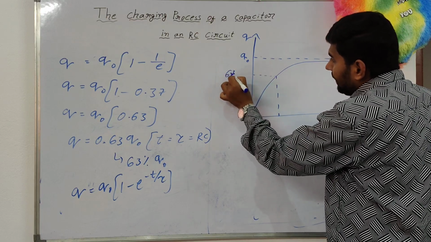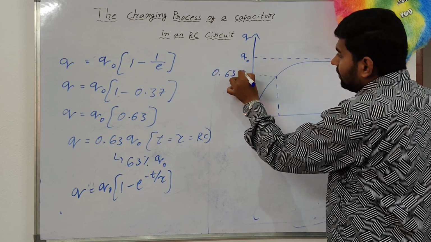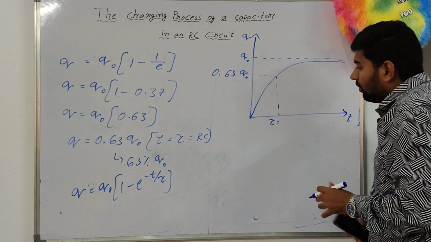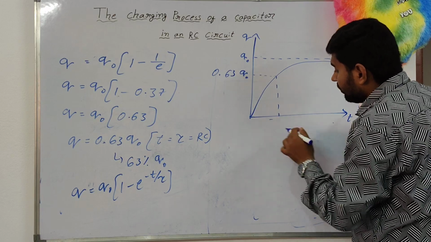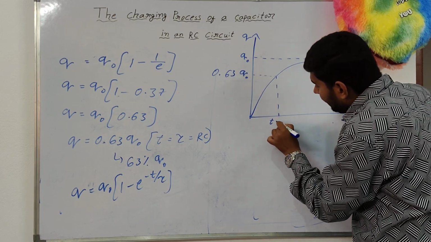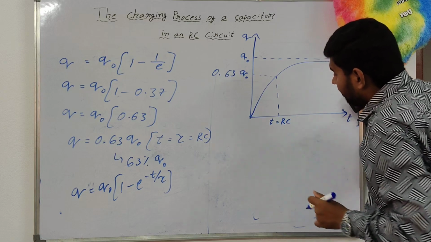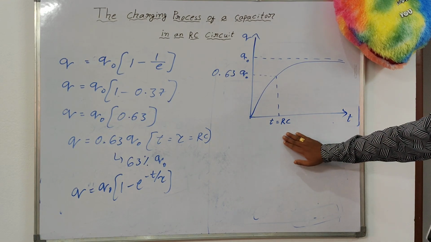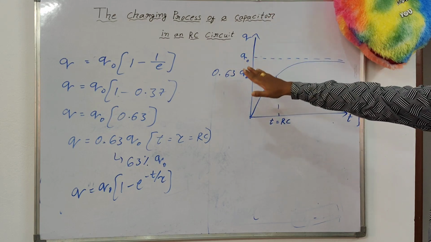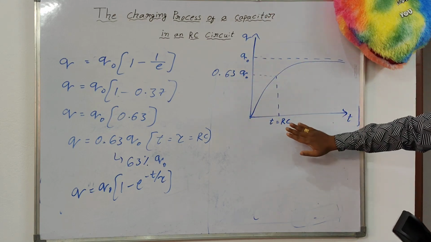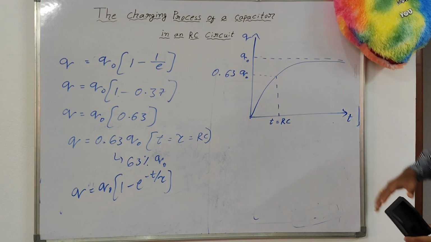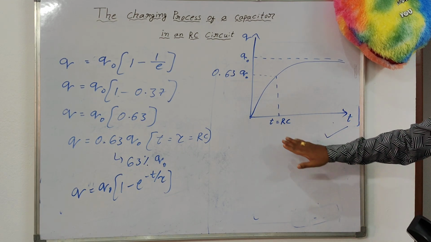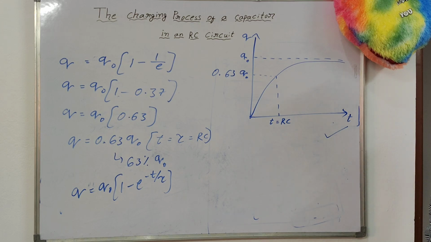At 63, nothing but 0.63 of Q naught, the tau is equal to nothing but T is equal to RC. Is that clear? If T is equal to RC, the capacitor charges up to 63 percentage of the maximum charge. This is the graph for the charge of a capacitor at T is equal to tau. Is that clear?